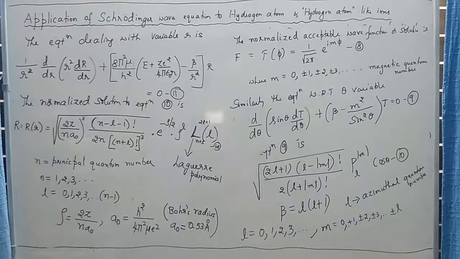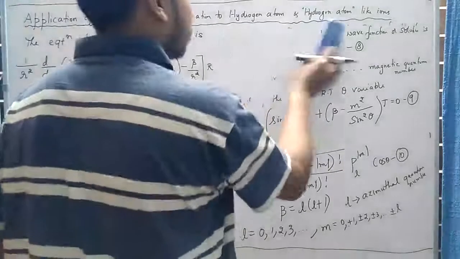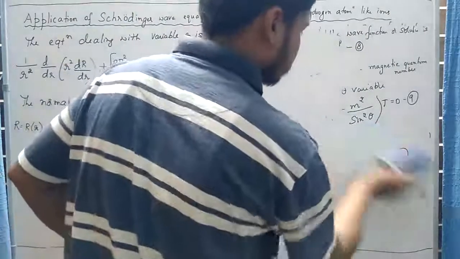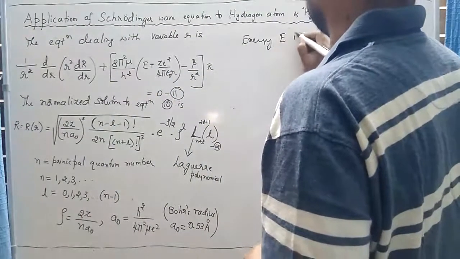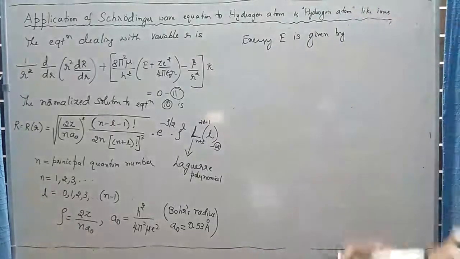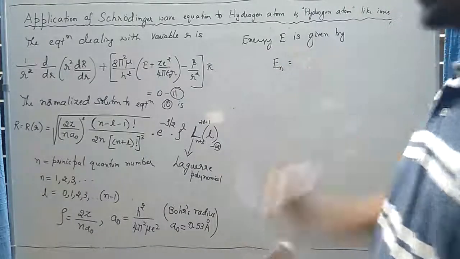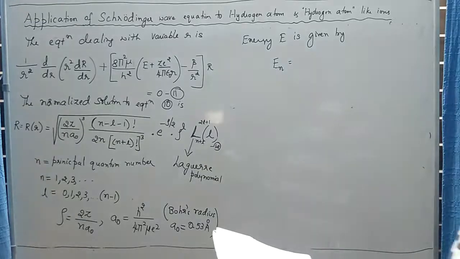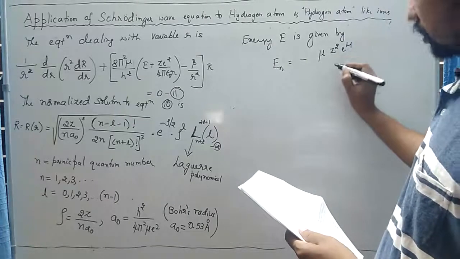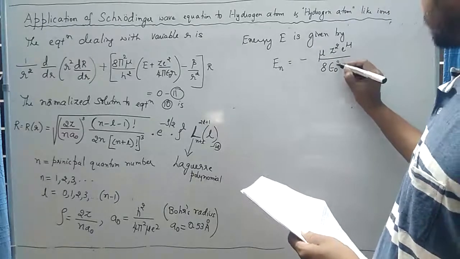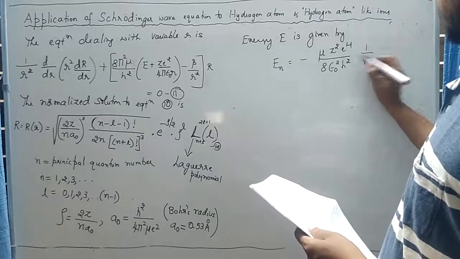So it can be shown that the energy of the electron revolving around the nucleus depends only on the principal quantum number and is given by the total energy E n equals minus mu z square e to the power 4 divided by 8 epsilon square h square into 1 by n square. Because the energy depends on the principal quantum number n, it depends on the distance of the electron from the nucleus.